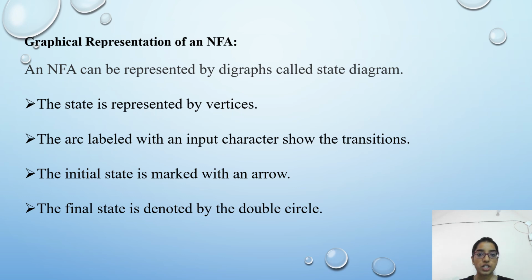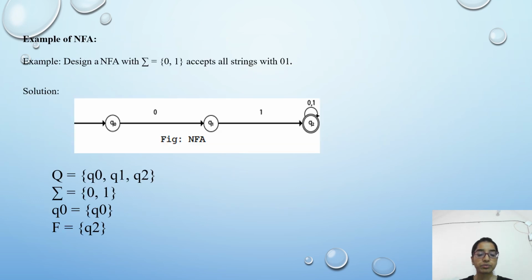Graphical representation of a non-deterministic finite automata. An NFA can be represented by digraphs called state diagrams. The states are represented by vertices. The arcs labeled with an input character show the transitions. The initial state is marked with an arrow. The final state is denoted by the double circle. Let's move into an example of non-deterministic finite automata.